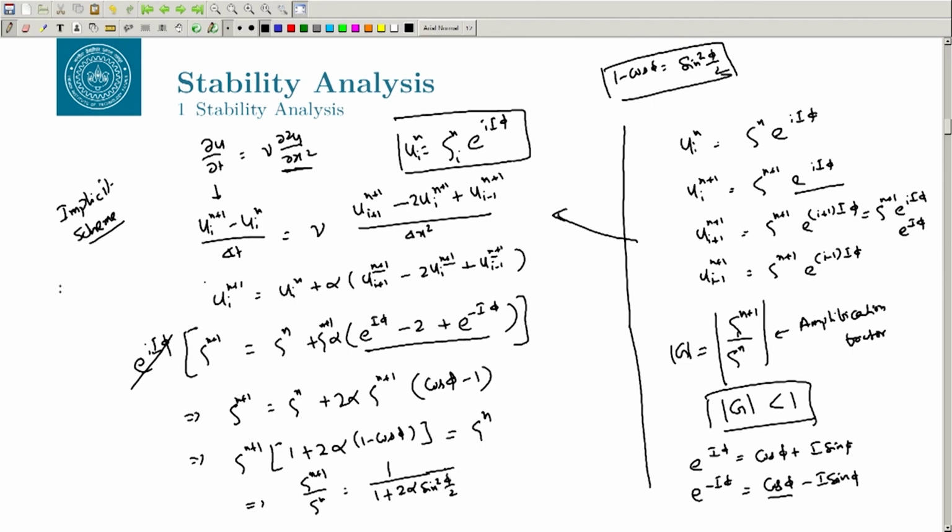Now, you can observe this expression closely, and because you know that alpha value is greater than 0, and sin phi value is greater than 0 and less than 1, right. So, this term, because the numerator is basically smaller than the denominator, right. So, numerator is 1 and denominator is 1 plus 2 alpha sin square phi by 2. So, this will be always less than or equal to 1. If phi equal to 0 or pi, then it equal to 1, otherwise it will be always less than 1, right.